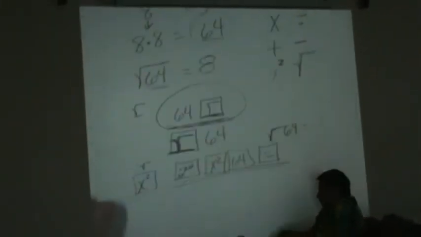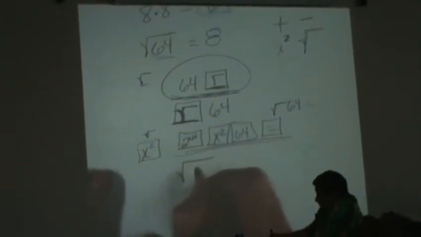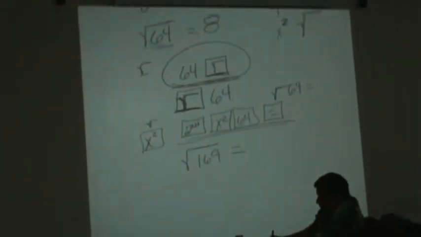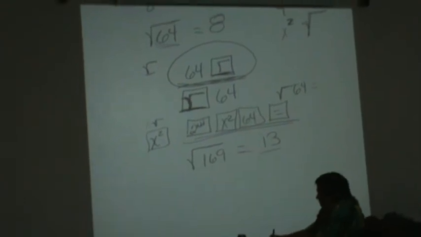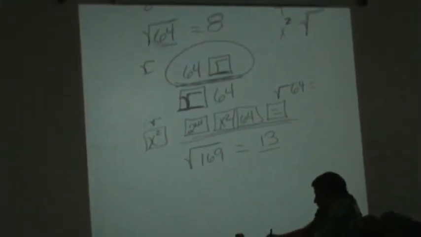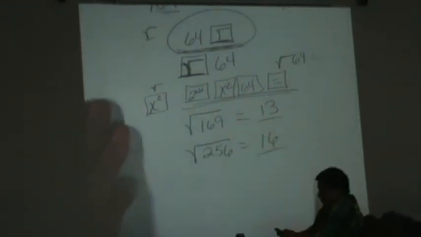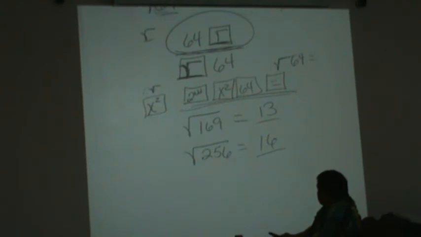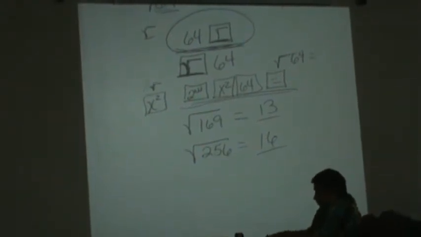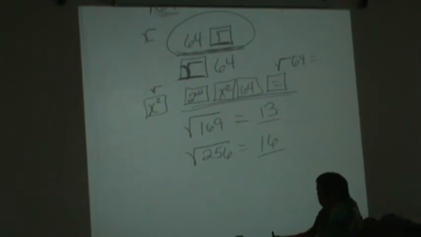Okay, so I want you to try, give me what the square root of 169 is, using your calculator. 13. Okay. If you don't get 13, you haven't got it figured out yet. Okay, how about square root of 256? 16. You got it figured out now, right? Okay. So you know what a square root is? Okay.